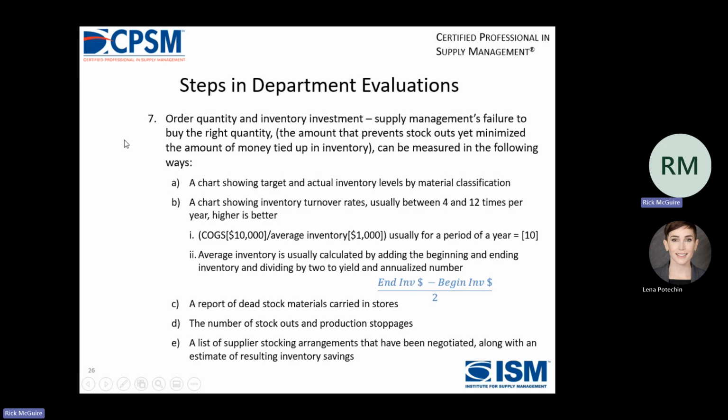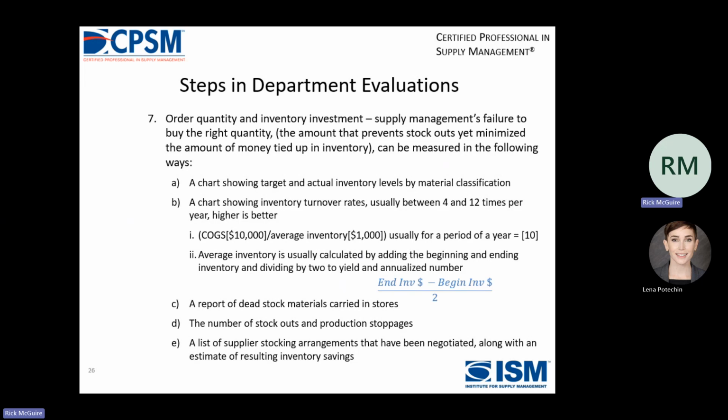Order quantity and inventory investment. Supply management's failure to buy the right quantity, the amount that prevents stockouts yet minimizes the amount of money tied up in inventory, can be measured in the following ways.